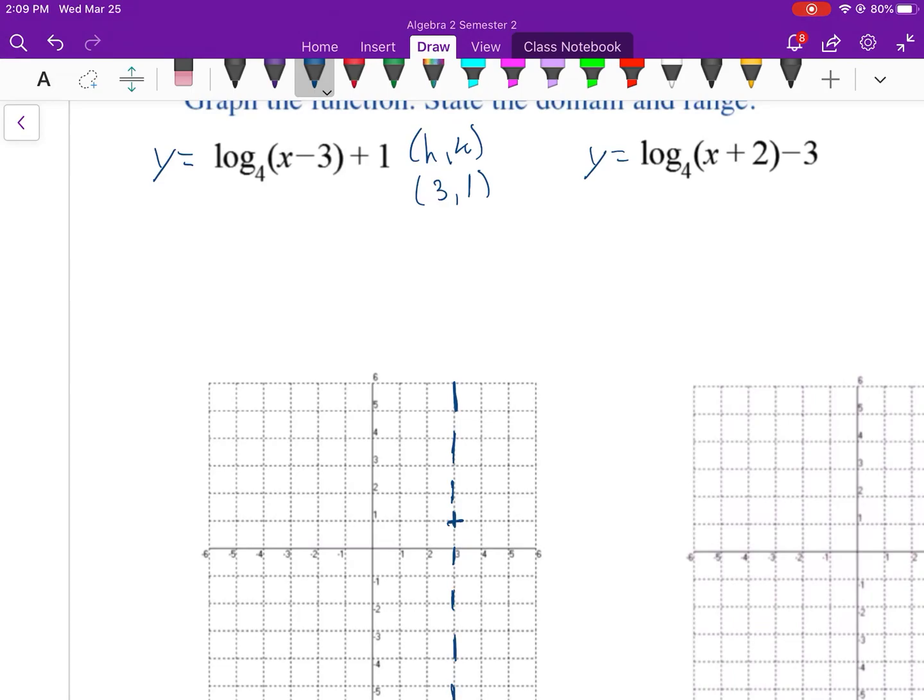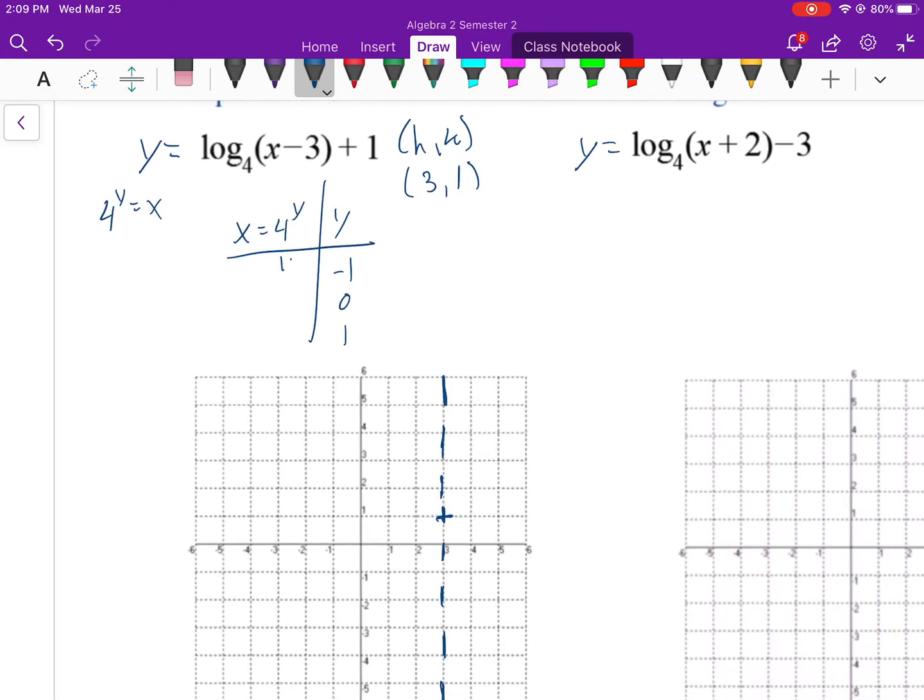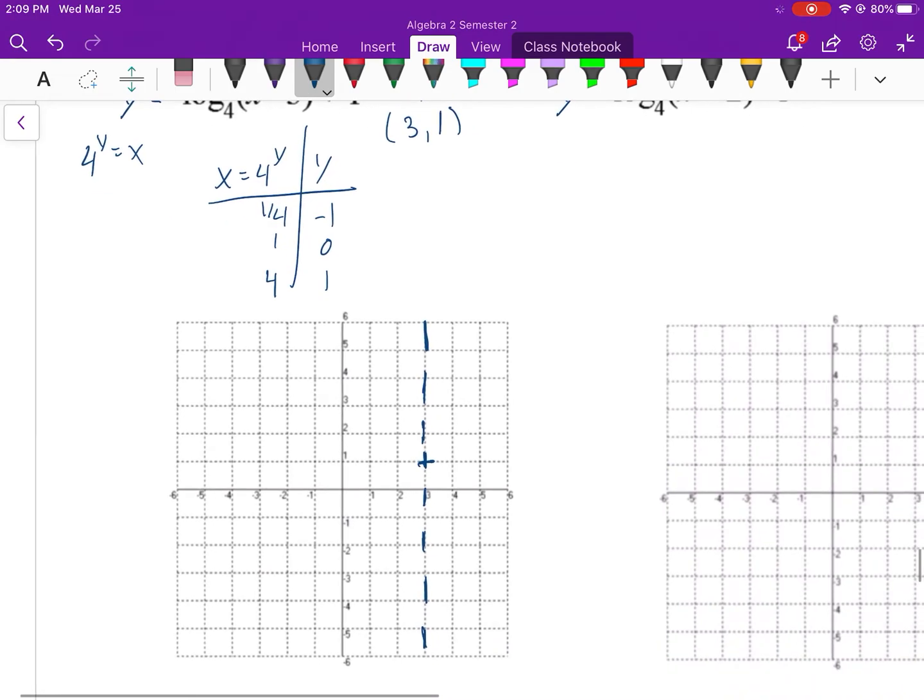Now, once we have our new origin, we're not worried about that minus 3 and the plus 1. So 4 to the y is equal to x. So when we do our table, we just have that 4 to the y. Negative 1, 0, 1. 1/4. We just got done doing this table. Anytime it's log base 4, that is the table we're going to use. So right 1/4, down 1, right 1, right 4, up 1.